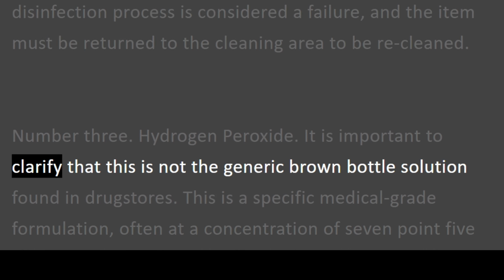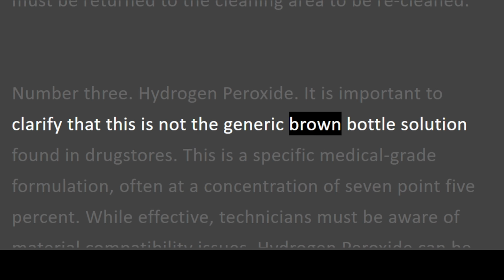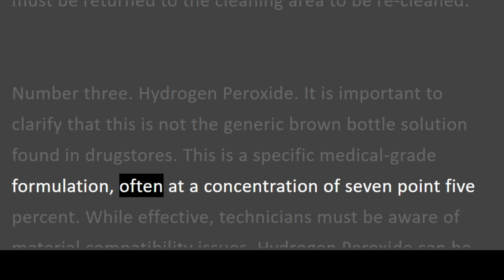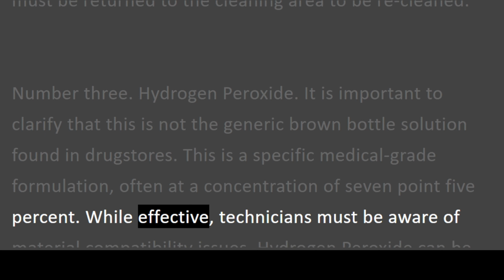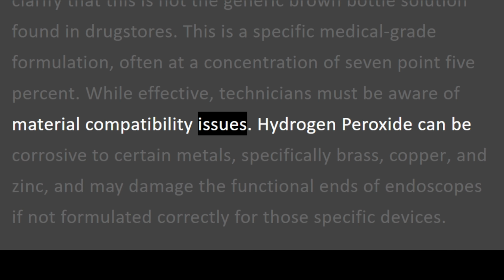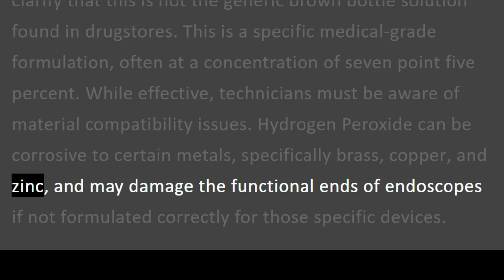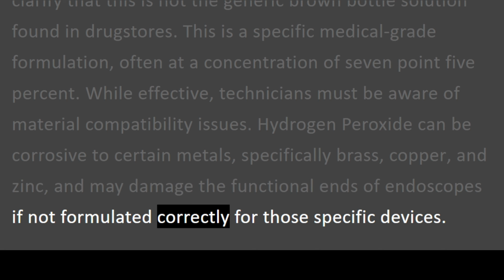It is important to clarify that this is not the generic brown bottle solution found in drugstores. This is a specific medical-grade formulation, often at a concentration of 7.5%. While effective, technicians must be aware of material compatibility issues. Hydrogen peroxide can be corrosive to certain metals, specifically brass, copper, and zinc, and may damage the functional ends of endoscopes if not formulated correctly for those specific devices.